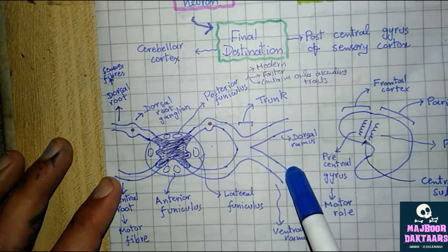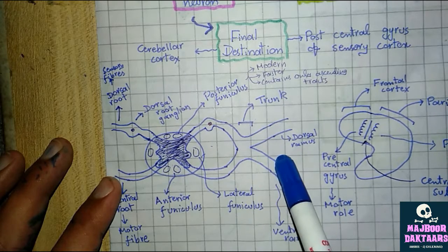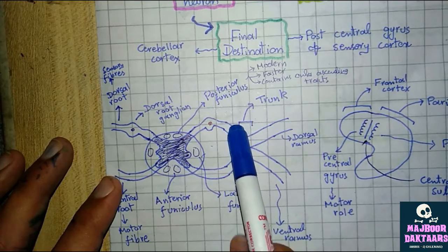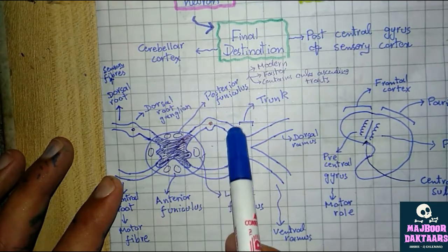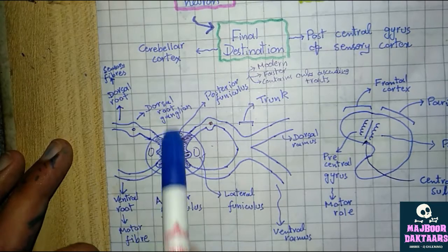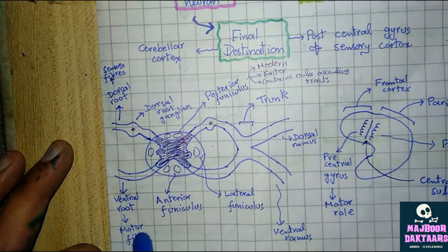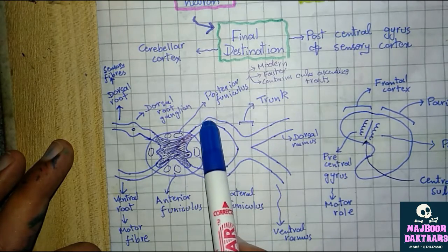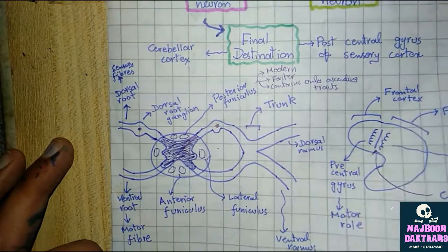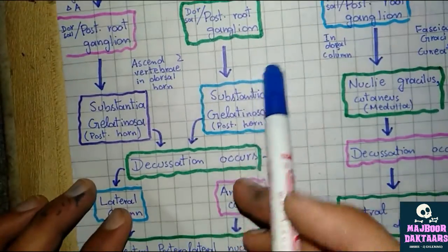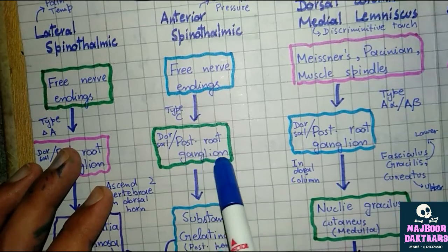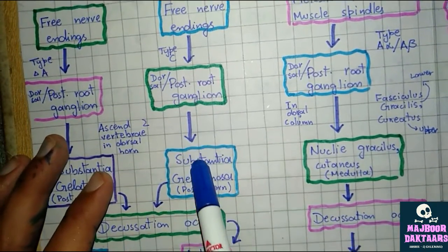These are the dorsal ramus and ventral ramus, which contain mixed types of nerves. Here is the trunk, and far from the trunk is the root. The dorsal root contains the sensory fibers, and the ventral root contains the motor fibers. In the dorsal root there is a ganglion known as the dorsal root ganglion, from where fibers move to the posterior horn of the spinal cord.